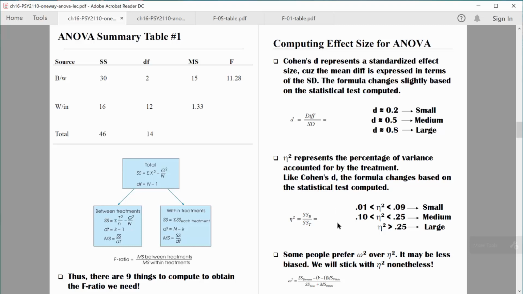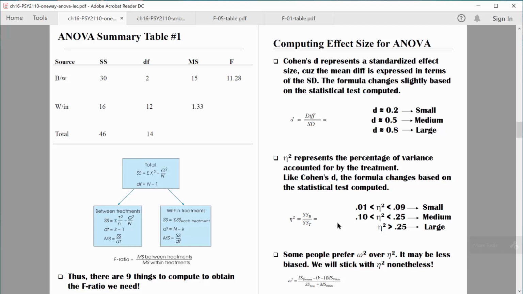Now, some people prefer computing what's known as omega squared, looks like that W down there, instead of eta squared. Omega squared is just really a modified version of eta squared. A lot of people think it's less biased, and I think that's true. It is probably less biased. But you can see the formula is a little bit more complicated.